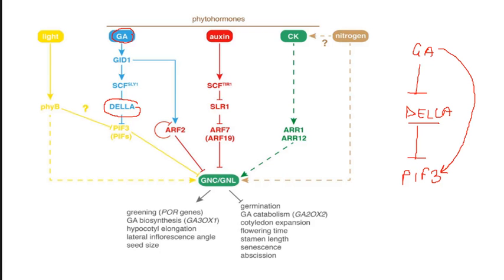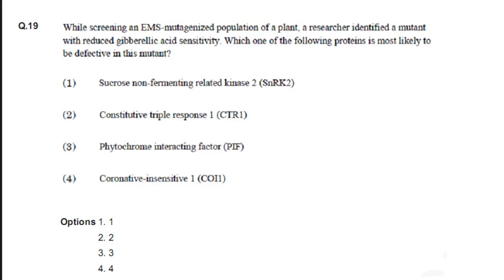So let's get back to the question. We can see that when PIF3, the phytochrome interacting factor, is mutated, then gibberellin cannot show its response. So 3 is the correct answer.